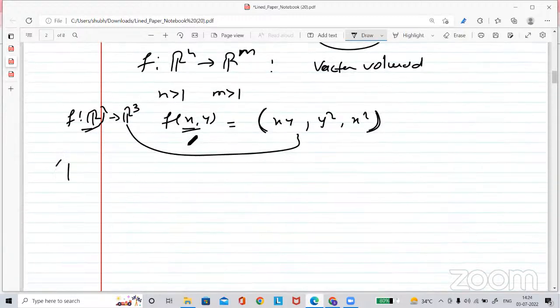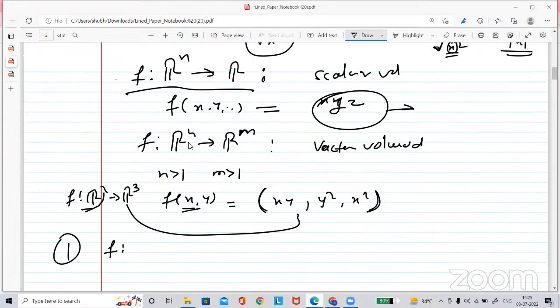That's all about scalar valued and vector valued functions. The next one is partial derivative. So for partial derivative, suppose you have a function. Generally, we will mostly study only vector valued functions.